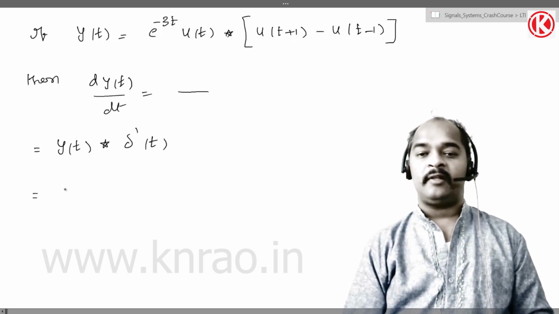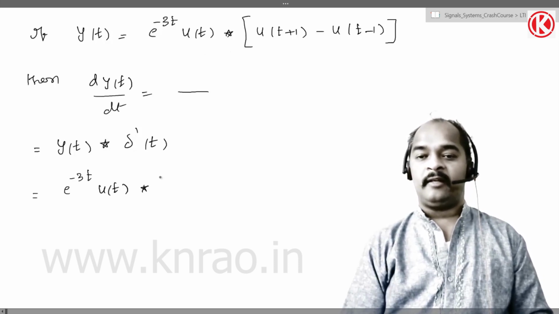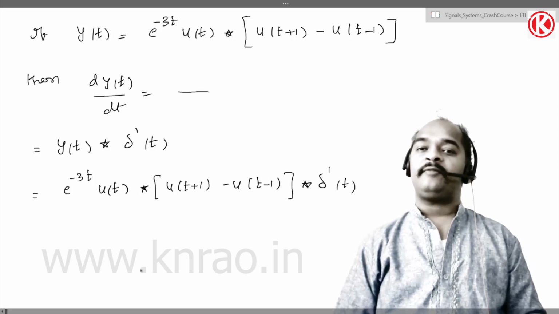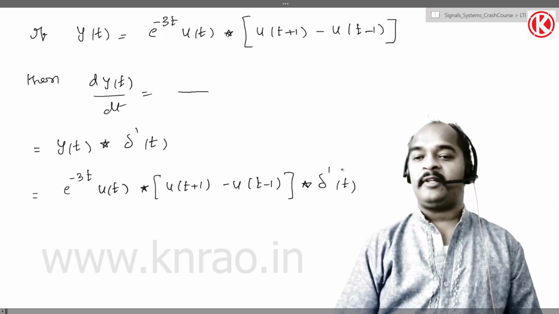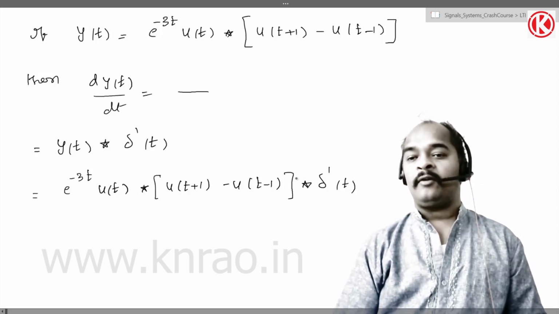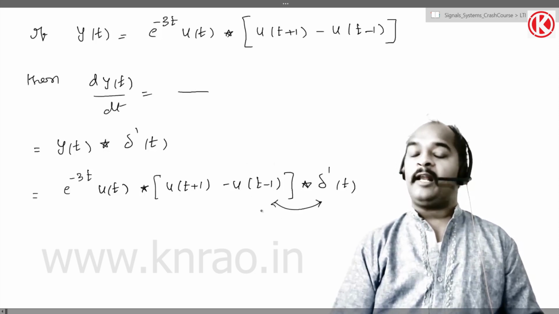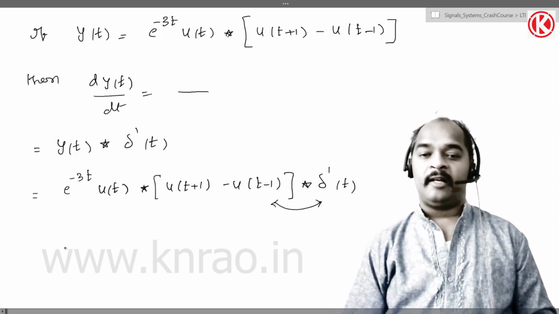So this is equal to e power minus 3t u of t, convolved with the signal u of t plus 1 minus u of t minus 1, and this is again convolved with delta dash of t. So it is your choice. You can convolve e power minus 3t u of t with delta dash of t, or you can convolve the other two signals. Which is easy? Convolution of the last two signals is easy. Why? We know that the derivative of the unit step function is the Dirac delta function.